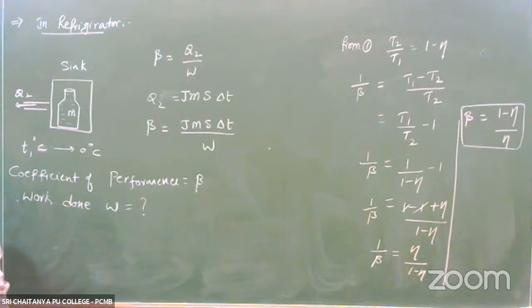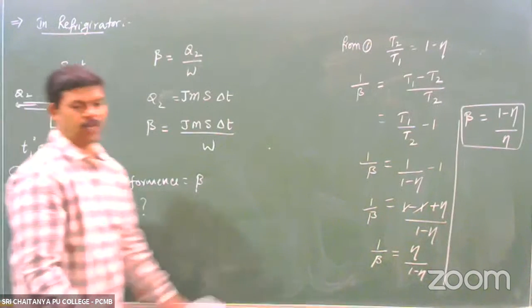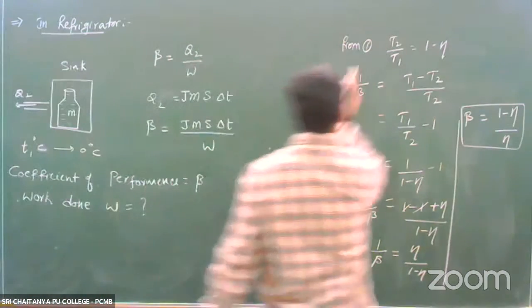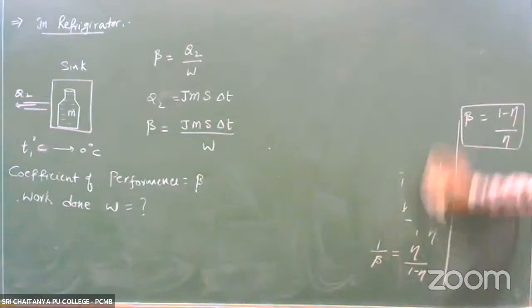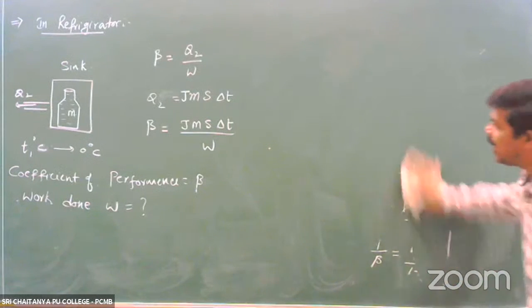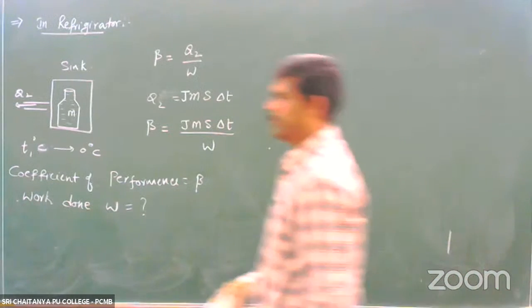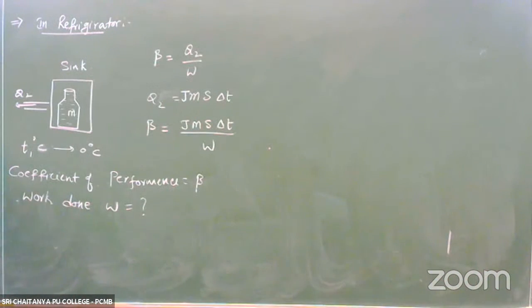Okay. What is m there? What is m? Mass of the water to be cooled. What is s? Specific heat of water. And delta T, change of temperature. Come on, write down. A regular problem.